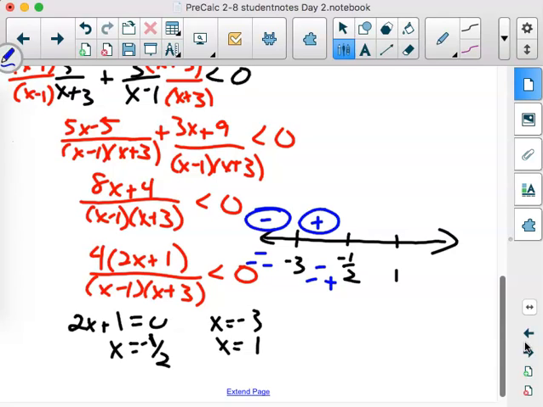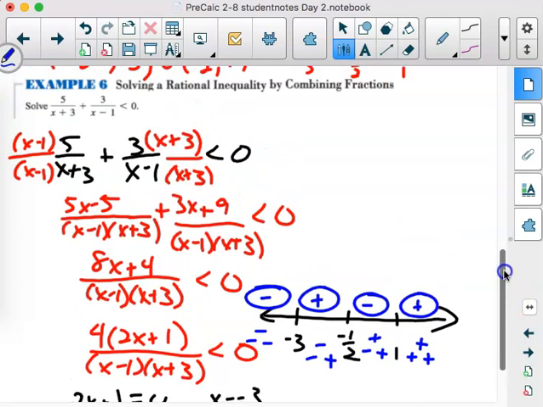Something between negative 1/2 and 1 that's nice to work with? 0, of course. So now we'll have positive, negative, positive. Odd number of negatives yields negative. And then to the right of 1, something like 2, something small. Positive, positive, positive. And we have it again.